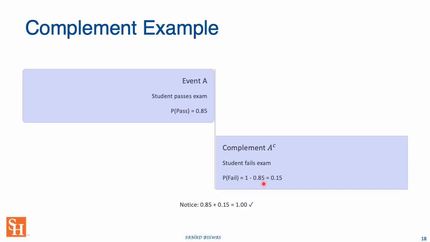Here 0.85 is the chance that the student will pass the exam, and therefore the probability that the student will fail is 0.15. If you notice, the sum of these two probabilities is always 1. We also understand that from our experiment: if somebody takes part in an exam, then he will either pass or fail, and the total probability that he will either pass or fail is 1, right?